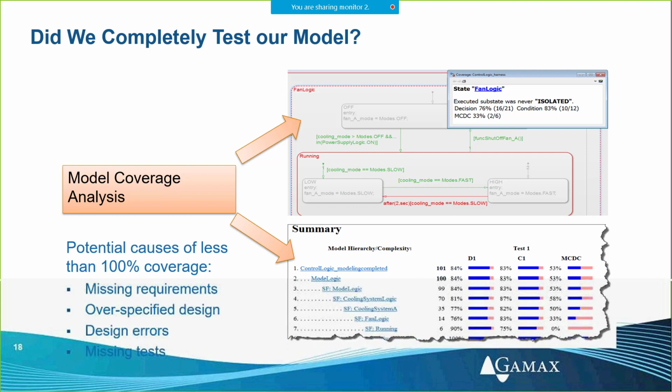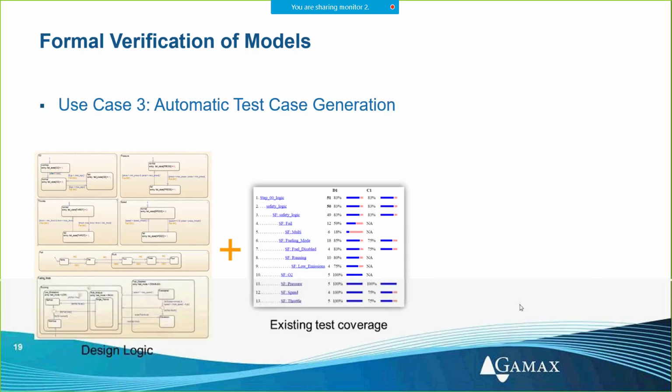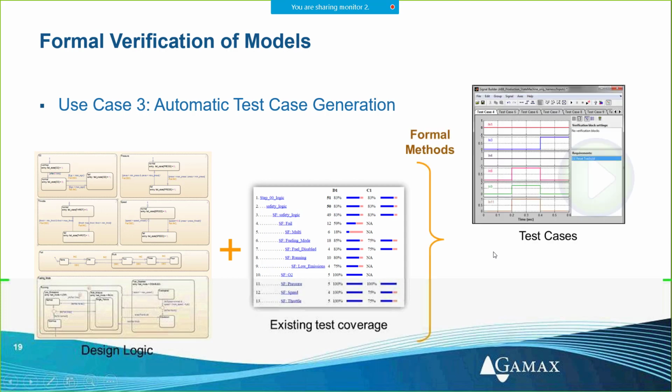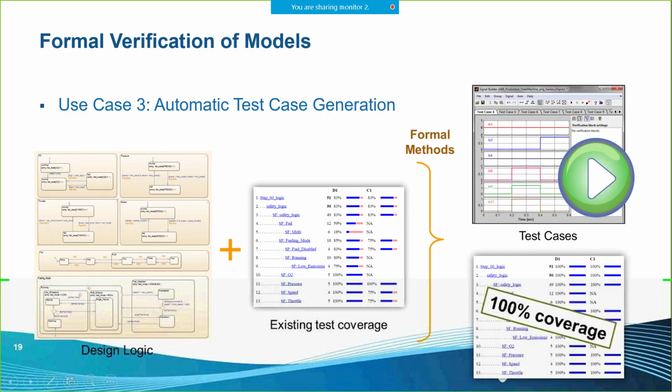So how does this work? We already wrote, let's say, some functional tests, and we get some coverage results. But as you can see, these coverage results are far from 100%. So the goal is we already did the functional tests. However, we want to extend the test cases to achieve 100% coverage. That is our goal. So we start out from our logic. We add the existing coverage to that, and the tool can automatically generate test cases to achieve 100% coverage.